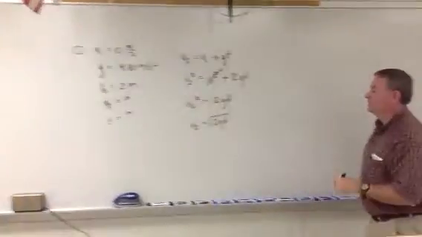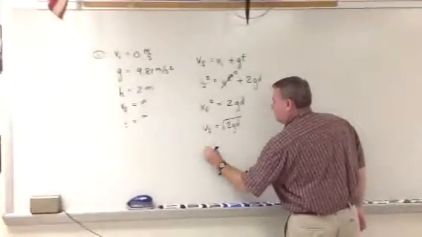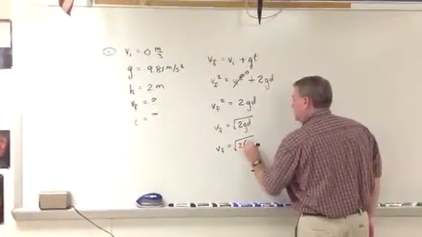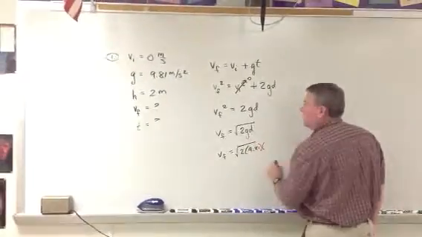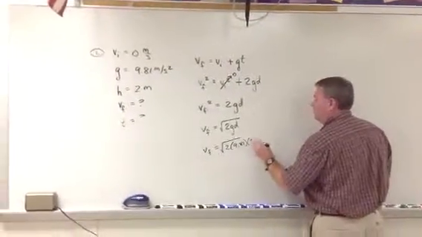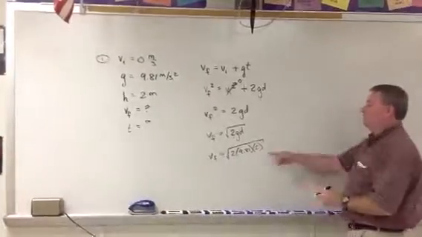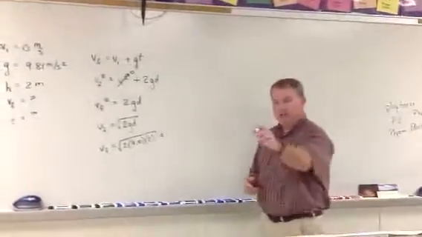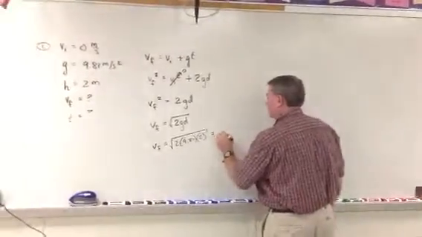Go ahead and get out your calculators if you have them. Final velocity is going to be equal to the square root of 2 times gravity, which is 9.81, and the distance that it's going to fall is the 2 meters. So it's going to be 4 times 9.81, and then take the square root. What's the final velocity? 6.3.